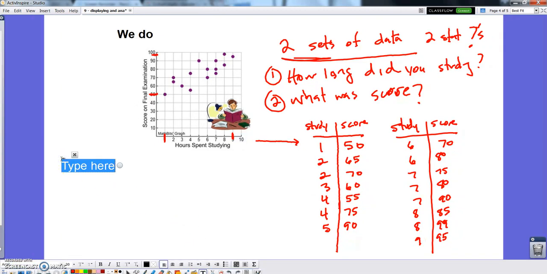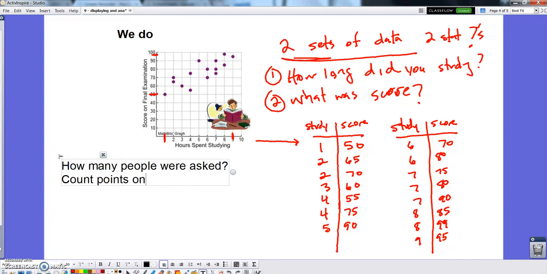So the question to easily be able to answer is how many people were asked. And to do that, you just count points on the chart. So that looks to me like 1, 2, 3, 4, 5, 6, 7, 8, 9, 10, 11, 12, 13, 14, 15 people were asked. That's the easy one to do from there. And we're not going to calculate mean, median, mode, and range because I don't want to use your time to do that, because I know you already know how to do that.